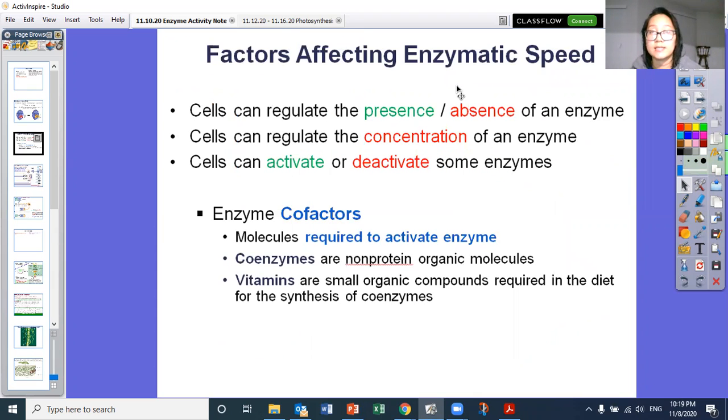So there are factors that affect enzymatic speed, or how fast enzymes work. Basically, again, we know that enzymes are working in reactions. They're either breaking things apart or they're building things together. And this can happen at multiple different speeds as caused by multiple different factors, right?